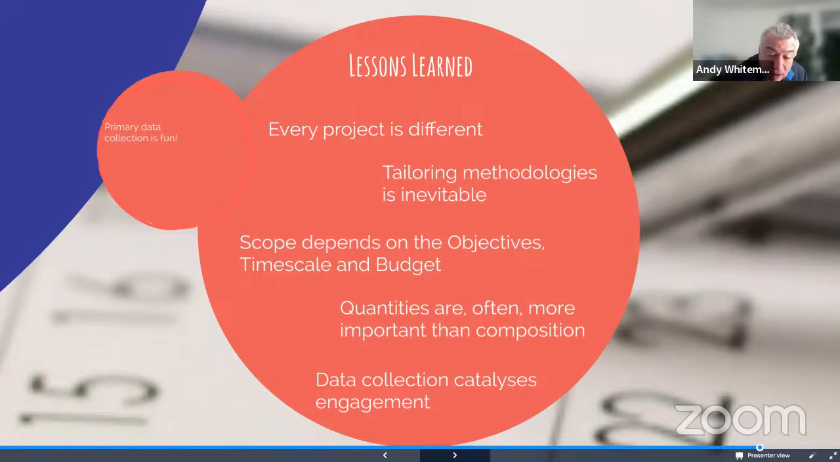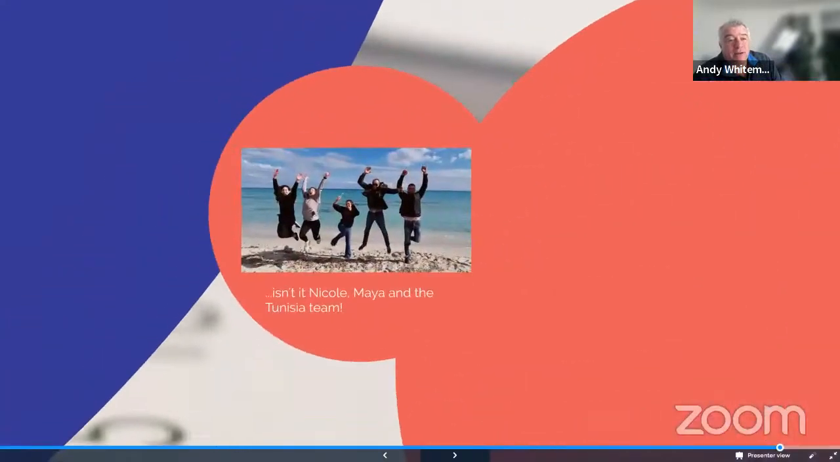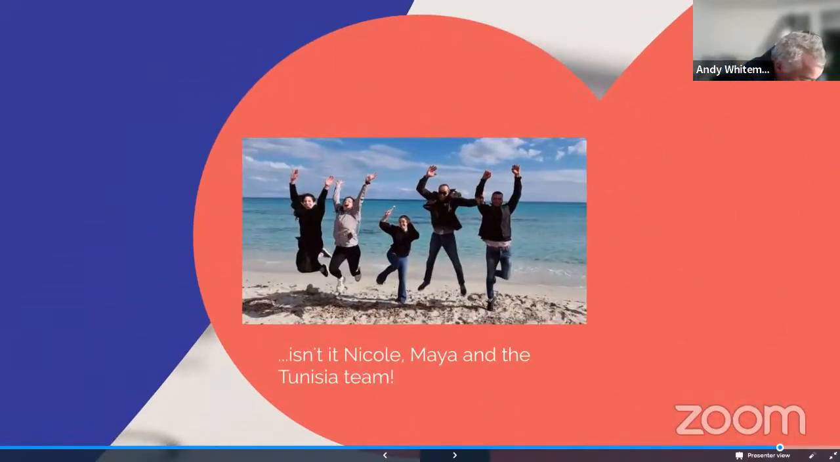Data collection catalyzes engagement. Every time we're out in the field doing primary data collection, what you're doing is the first stage of a participatory process. And it's only participatory processes that make changes at local levels, at the community level. So data collection catalyzes that type of engagement. It's more than just the data itself. It engages, it mobilizes people. It's a self-reinforcing good thing to do. And bottom line, at the end of the day, primary data collection is fun. It is good fun. It can be pretty hard work.